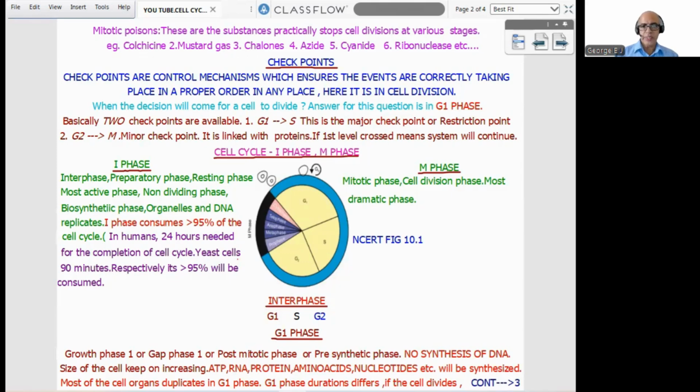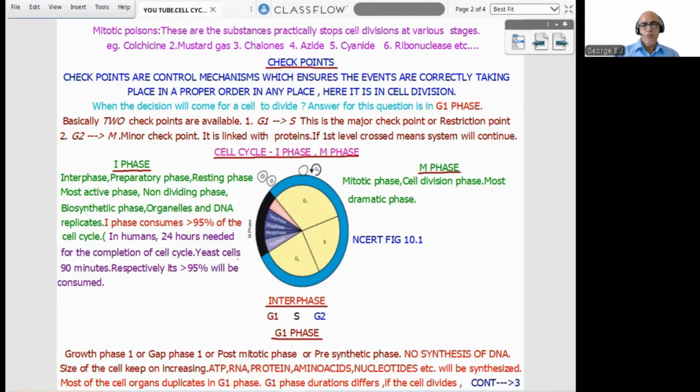Now comes the term checkpoints. Wherever the term checkpoints comes, what is the meaning? Checkpoints are the control mechanisms which ensure the events are correctly taking place in a proper order. That is discipline. Here checkpoint means all this is concerned with cell division.